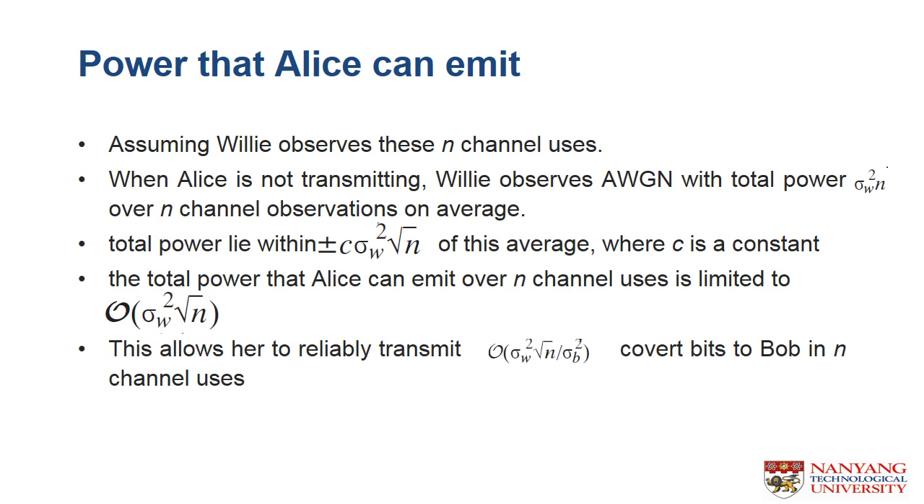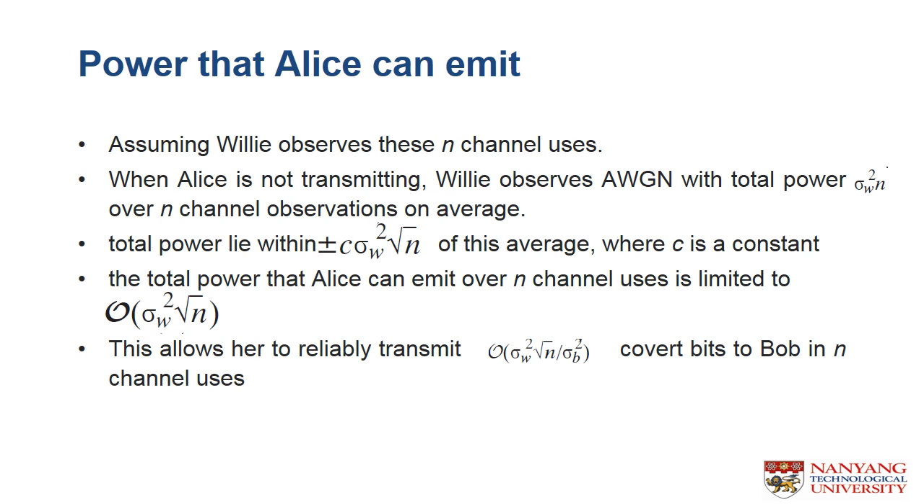Assuming Willie observes these N channel uses, when Alice is not transmitting, Willie observes AWGN with total power σ_W² N over N channel observations on average. By standard statistical argument, with high probability observations of the total power lie within plus or minus c σ_W² square root of N of this average, where c is a constant.